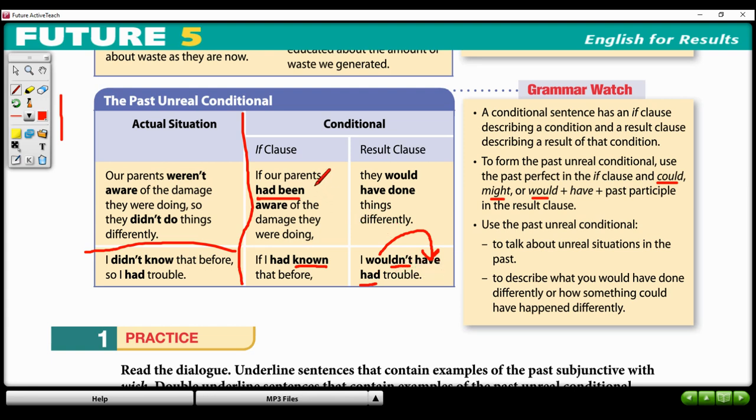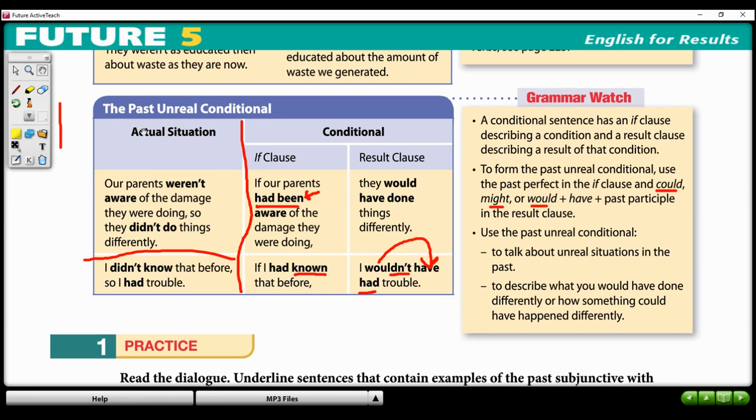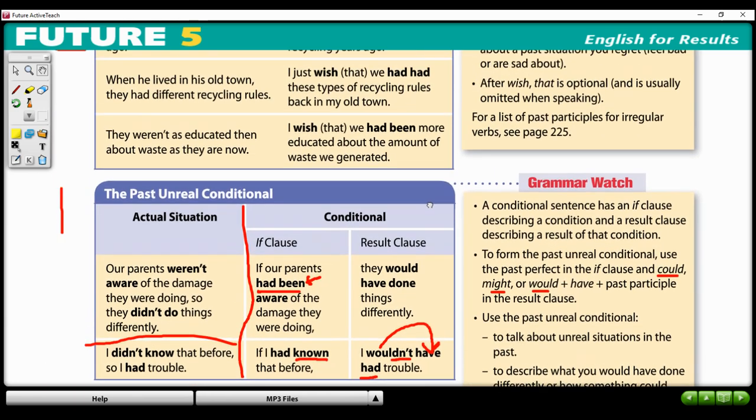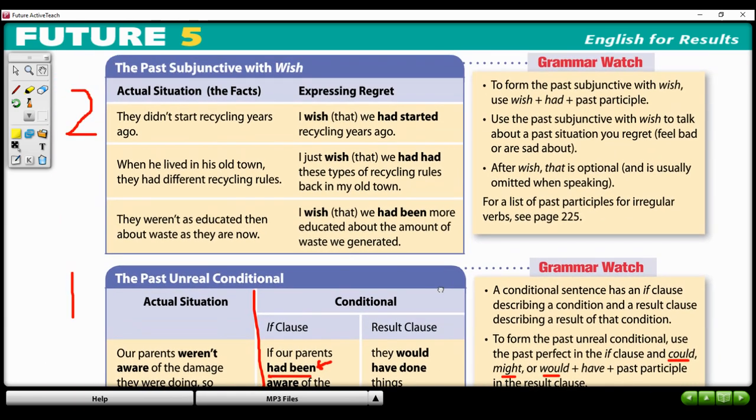And I'm sorry, I misspoke here. We don't have to use had been, but had plus the past participle, okay? And that is a quick lesson on the past unreal conditional. In Blackboard, I have a number of other handouts that I'll show you in a moment, along with this lesson.